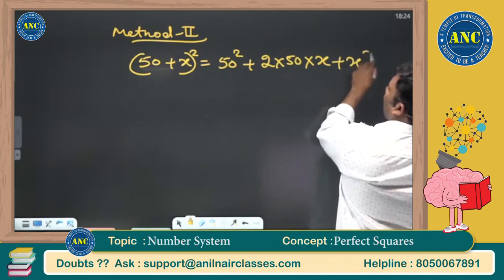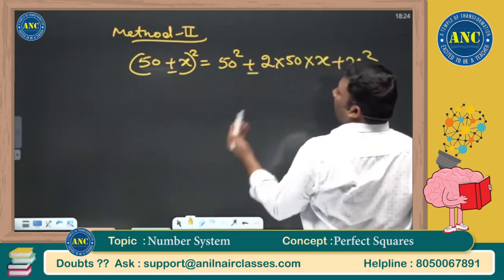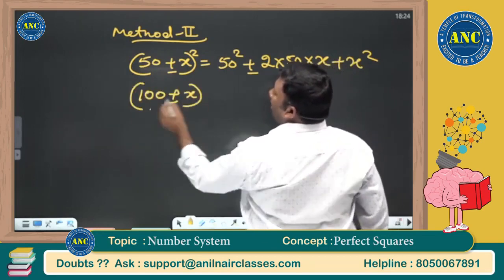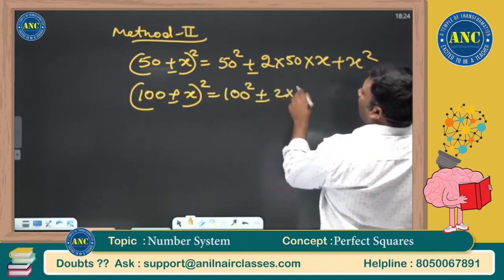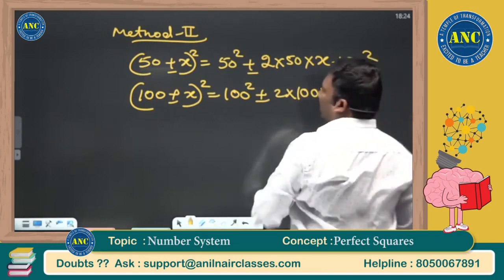Plus x square, plus x square. If I take minus, this will be minus 100 plus or minus x whole square. 100 square plus or minus 2 into 100 into x plus x square.